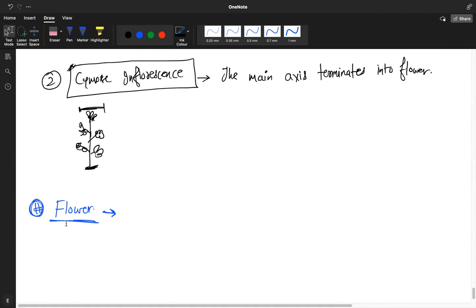Do all plants produce flowers? First question. No. Okay, so the plants which produce flowers, what are they called? Angiosperms. Angiosperms. And what are the other types of plants that do not produce flowers called?